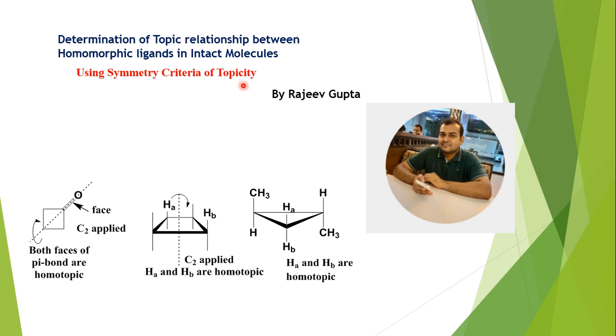So in topicity generally we use two criteria, that are symmetric criteria and substitution addition criteria. So using both these criteria we can make relationship between two homomorphic ligands in a molecule. So in this lecture I am going to talk on this symmetric criteria of topicity.